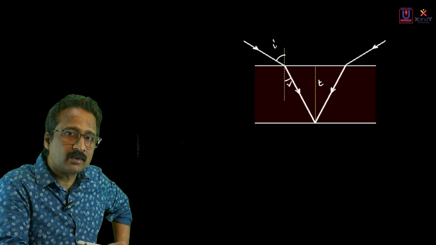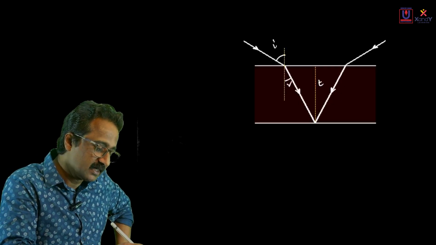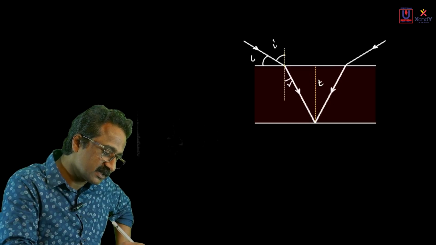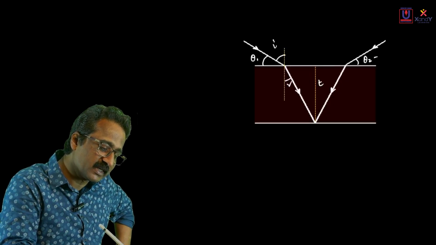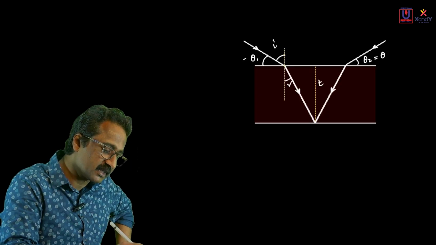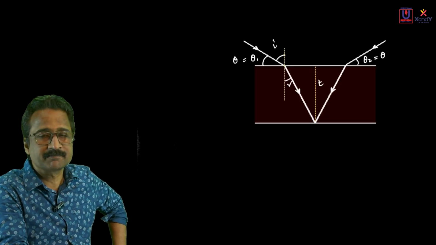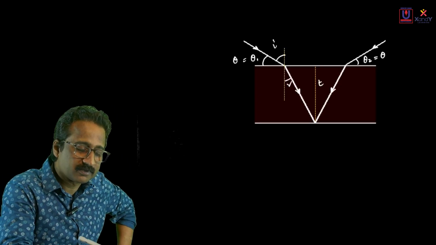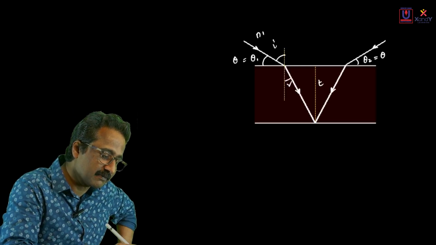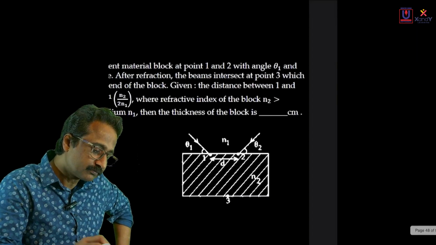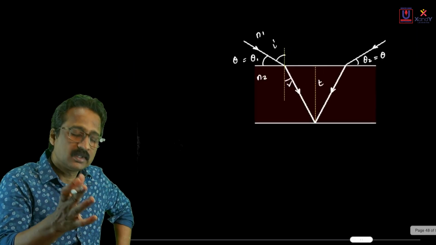Then n1 sin I equal to n2 sin R is applicable. It is given that this angle is theta 1 and this angle is theta 2. These are the angles given, but don't worry, they are equal. I can say both are equal to theta. Theta 1 or theta 2, both are equal to theta. Now let's apply the law of refraction here. Let's suppose that n1 is the refractive index here and this is n2. They are using n1 and n2 in the same way.